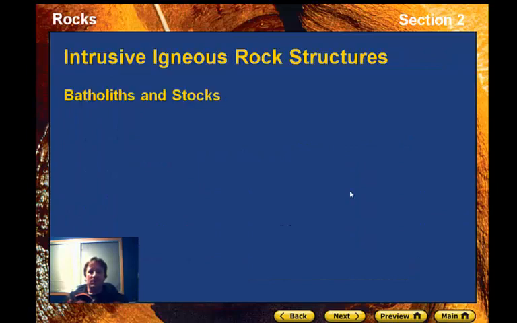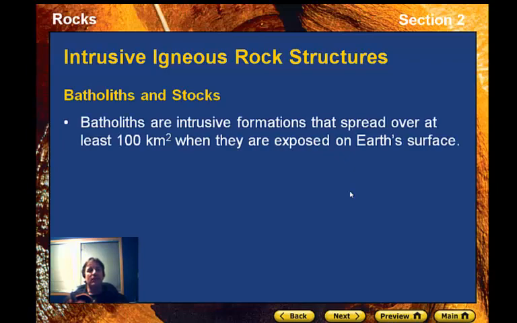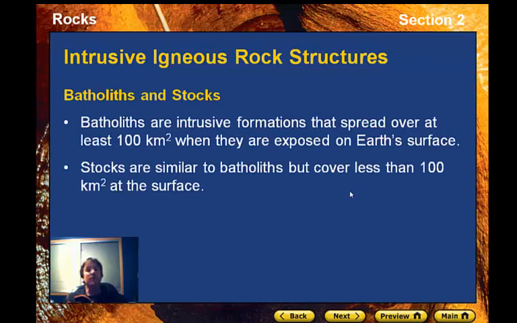Now, we're going to give you some definitions of things, and basically they're going to have very small changes that you need to know the difference of to get what you want. So in this first one, you have batholiths and stocks. Batholiths are intrusive formations, remember that means they're formed under the earth, that spread out at least 100 square kilometers when they're exposed to the Earth's surface. Whereas stocks are the exact same thing, but they cover less than 100 square kilometers at the surface.